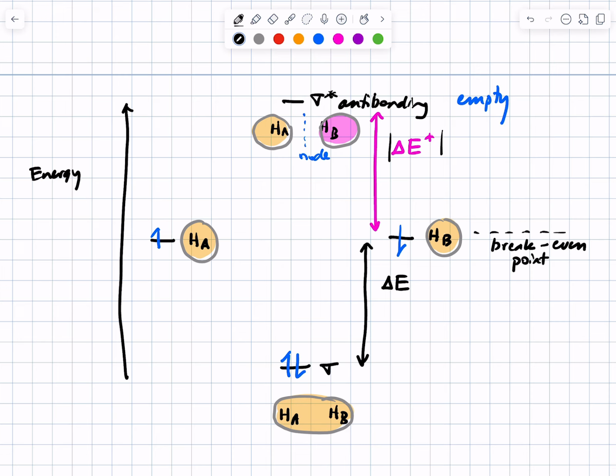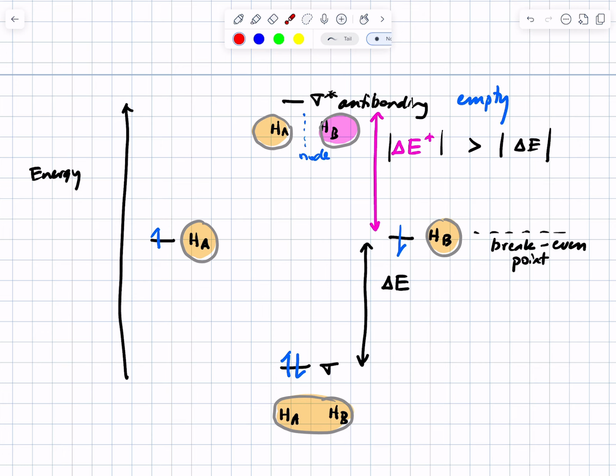Because I want to deal with the magnitude and not the actual signs of energy differences, it's mathematical scrupulosity. Those are absolute value bars, okay? Just don't worry about them. I just need them to be there. So this energy gap between the break-even point and the antibonding orbital is a little bit bigger than this energy gap between the bonding orbital and the break-even point.